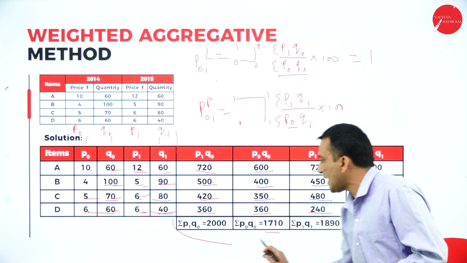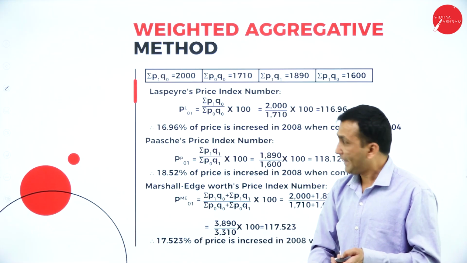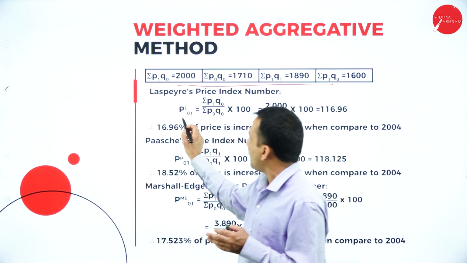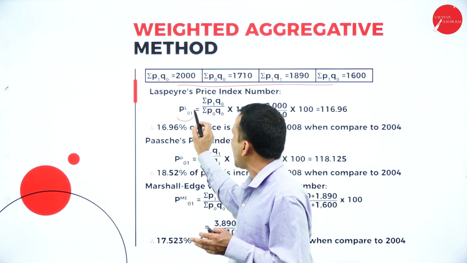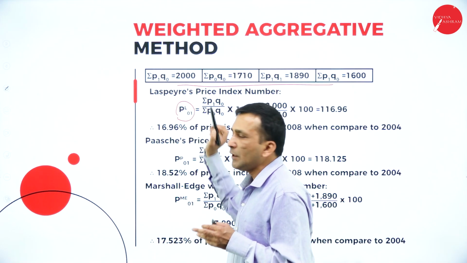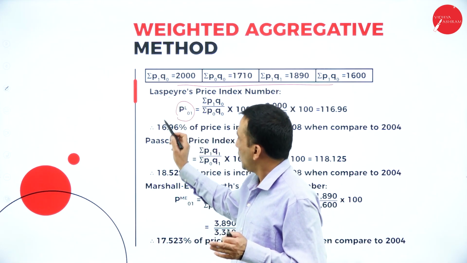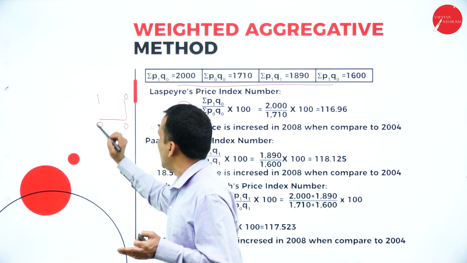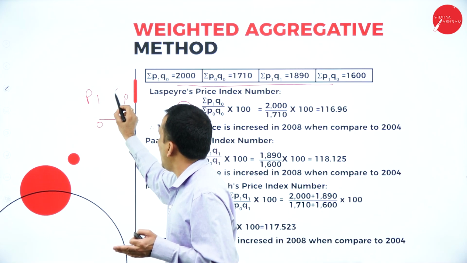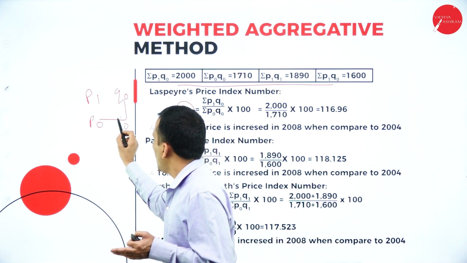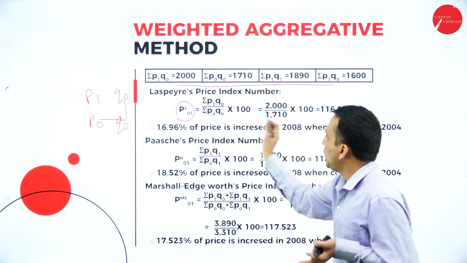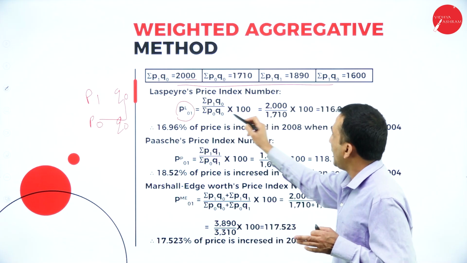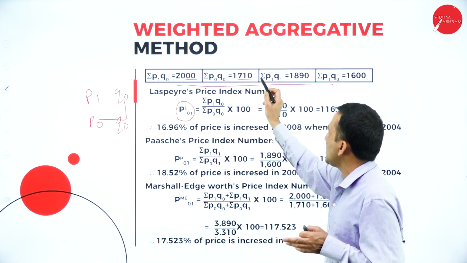For your understanding, I have copied it one more time in the next slide. Now moving one by one. The first method we start with for the price index, always symbolically we write P01 to the power of L, because we are doing Laspeyres. You know the formula 0, 0, 0 and 1, that is P1 Q0 and P0 Q0, into 100. The P1 Q0 value 2000 divided by the P0 Q0 value 1710.